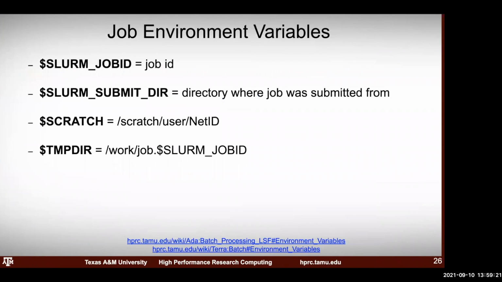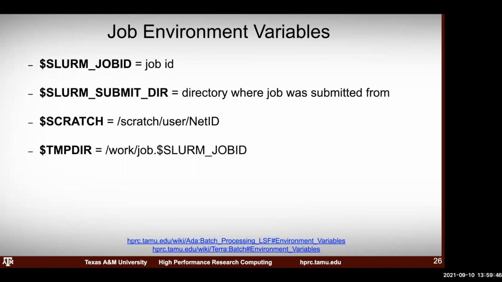Okay, and then some job environment variables. These are just useful to remember. SLURM job ID refers to the job ID of the job. So if you are writing a job script and you're going to want to refer to items that the job creates, this is where these job environment variables will come in handy. So again, SLURM job ID refers to the ID of the job that it will create.